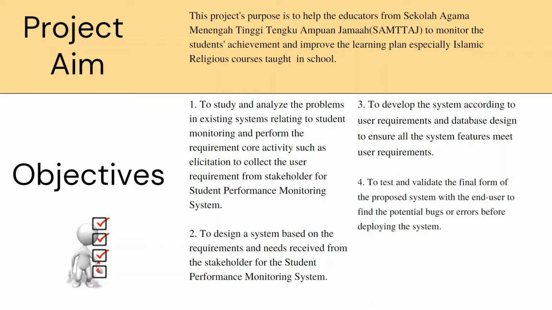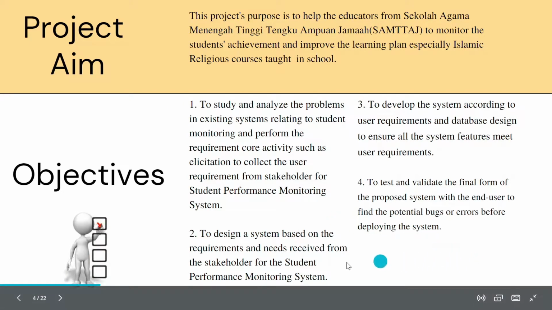For the project objectives, the first one is to study and analyze the problems in existing systems relating to student monitoring and perform requirement core activities such as elicitation to collect the user requirements from the stakeholder. The second one is to design a system based on the requirements and needs received from the stakeholder for the student performance monitoring system. The third one is to develop the system according to the user requirements and database design. And lastly, to test and validate the final form of the proposed system with the end user to find potential bugs or errors before deploying the system.